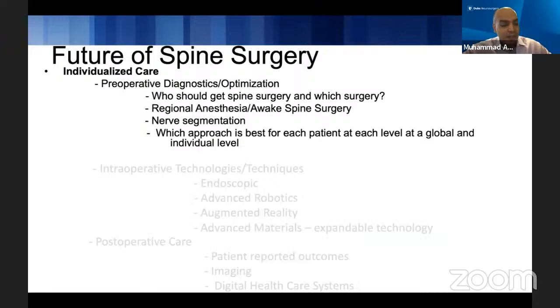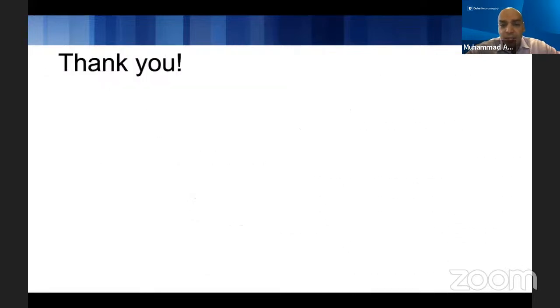I think my time is coming up to close here. I think the future of spine surgery, we just concentrated on preoperative care in this talk, but I think that we need to really look at who should get spine surgery and which surgery. I think the combination of regional anesthesia and awake spine surgery is really important. I think this nerve segmentation is really important, and using the right approach for each patient at each level is really important. And with that, I'll conclude. Thank you so much.